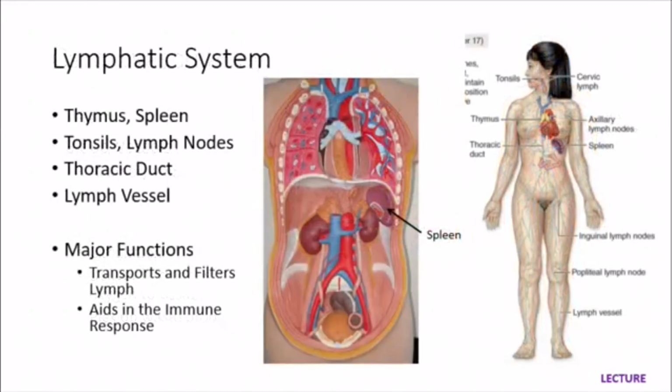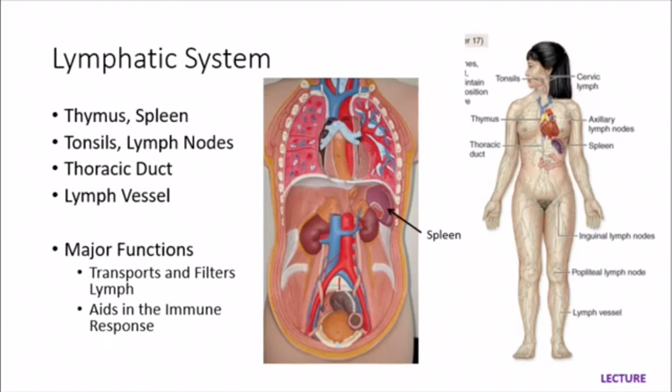The lymphatic system, your books kind of put the immune system in here also. So the thymus and the spleen are important. We need to know the spleen for lab. It includes tonsils and lymph nodes, the thoracic duct, and lymph vessels. You kind of see on this girl over here, all of the green, usually lymph vessels are all in green. You're going to transport and filter lymph.